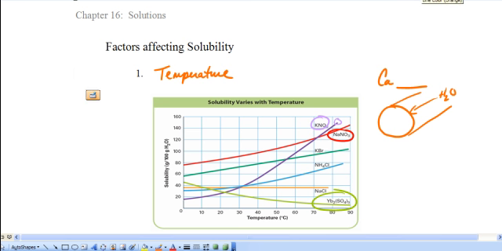The other interesting thing is that gases, let's go back to the pen. There we go. Gases tend to have higher solubility at lower temps. Cold water dissolves more gas than hot water. All right. Not that you necessarily have to memorize that, but it's an interesting phenomenon.